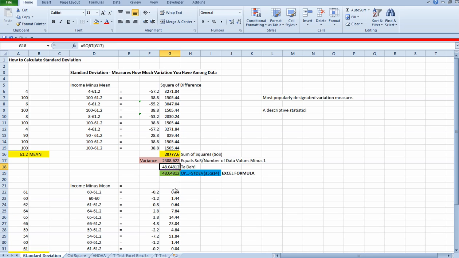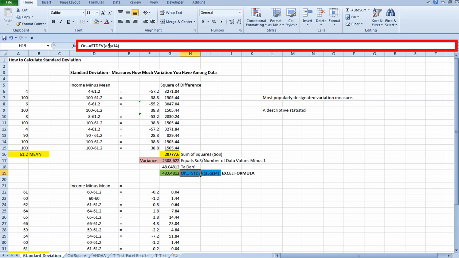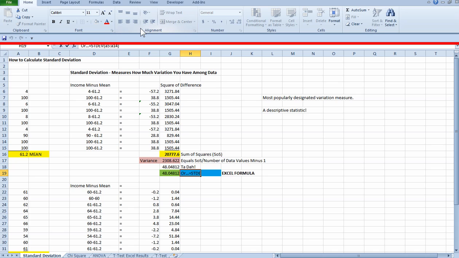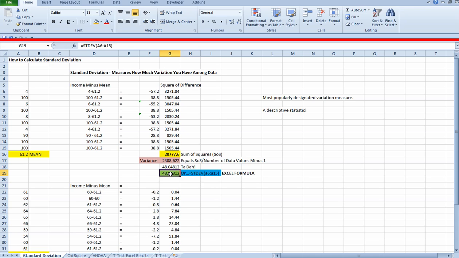So I put, ta-da! Now, one alternative is to simply use Excel. You can write in equals STDEV for A5 through 14. I'm sorry, I needed to change that. I must have moved the data around. So it would be A6 through 15. There we go. So that would be correct. And what you would come up with is this same number here.